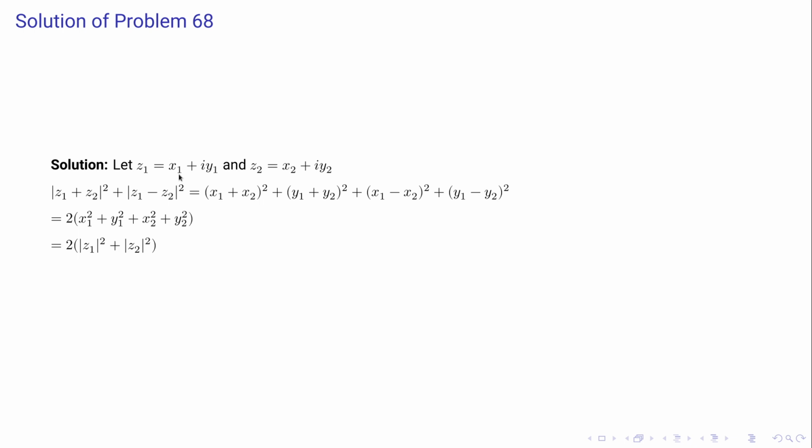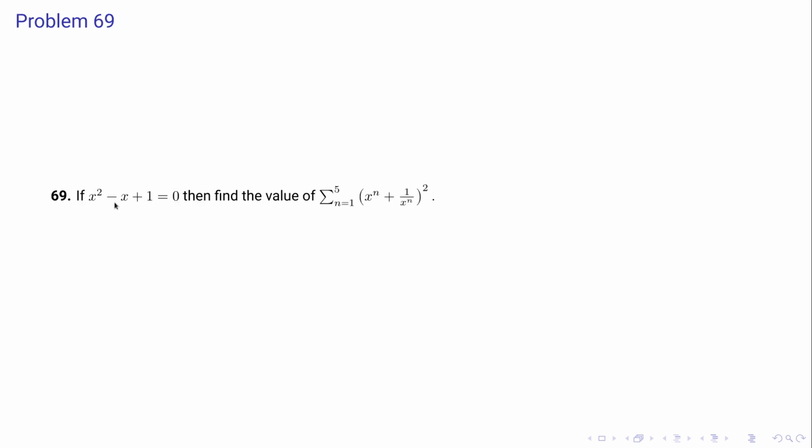That problem we have solved. Similarly, we can substitute that method here. So we let z1 is equal to x1 plus iy1 and z2 is equal to x2 plus iy2, and we simply substitute this and evaluate to get the desired result.